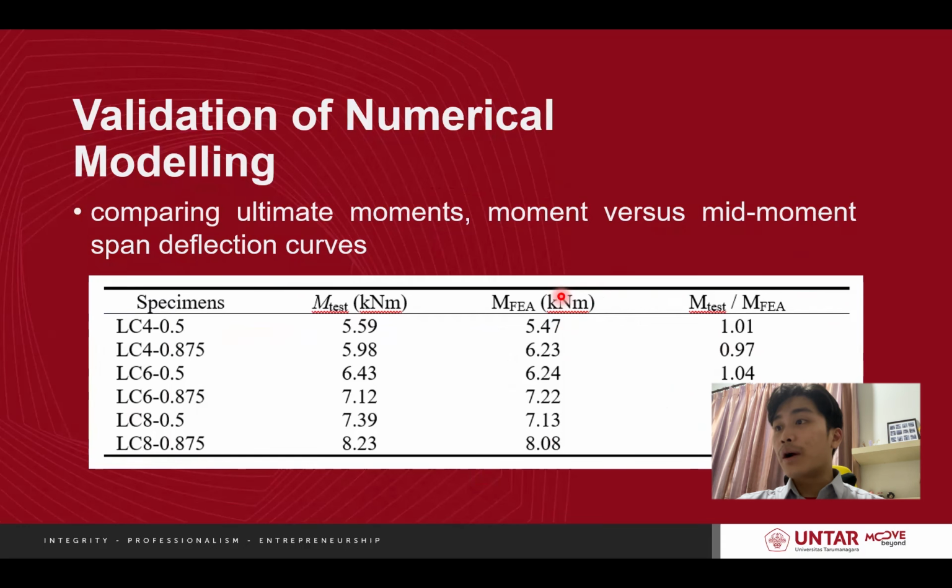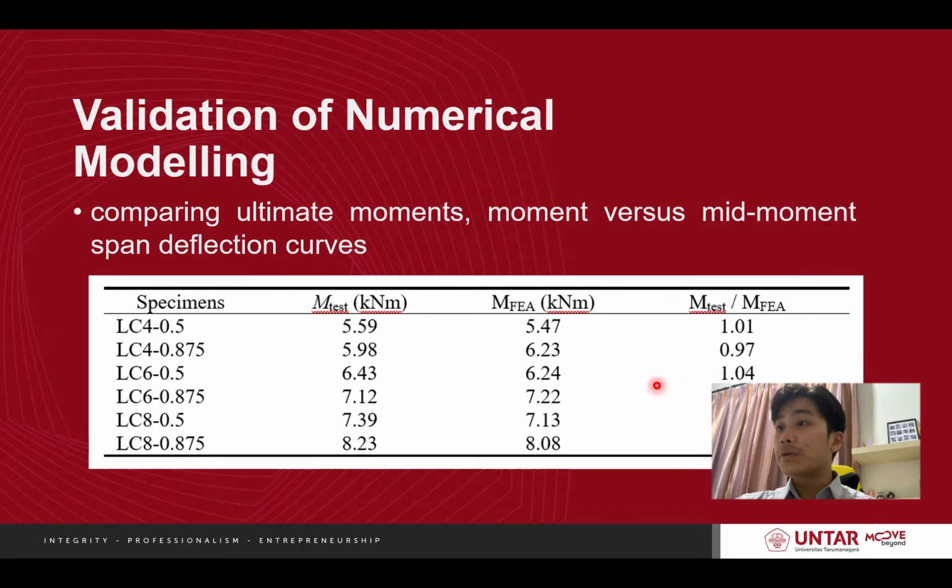So here are our results, the validation of our proposed numerical model. In this table, M-test is the flexural capacity from the other experiments, which is from Chen and others from 2021, and M finite element analysis is our numerical result. The last column, M-test divided by M finite element analysis, shows the comparison between the experimental and numerical results. The closer it gets to 1, the closer both results are.